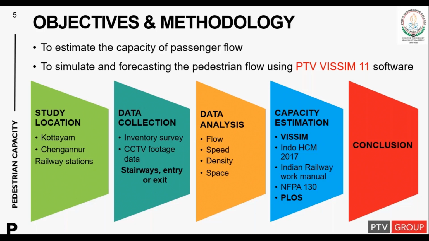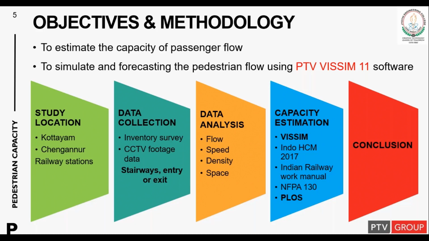And here is the methodology. The study area has 2 railway stations, because the pilgrim seasons, especially in Kerala, have the most demand for passenger movements at the Kottayam and Chengannur railway stations. Data is collected using an inventory survey and CCTV footage at the structures. Based on the CCTV footage, data is analyzed for the flow, speed, density, and space of the pedestrians.